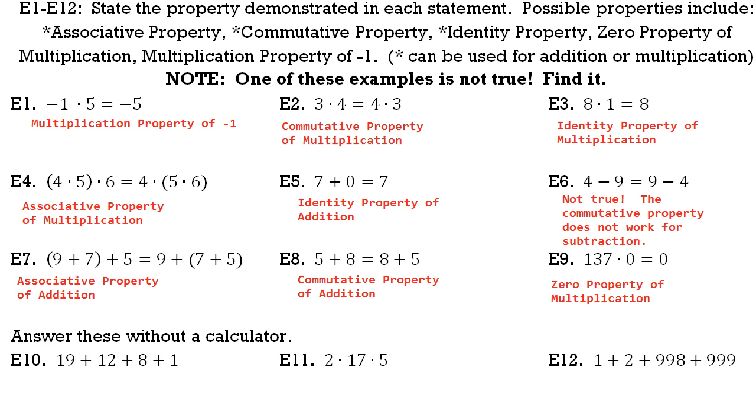Now, the reason this comes into play, the reason we practice the properties, is that when you group numbers differently, when you organize them differently, when you change the order around, it really helps. So, for instance, what if instead of taking the order that we had, we changed it and we put the 19 and the 1 next to each other and the 12 and the 8 next to each other? Well, 19 and 1 is 20, 12 and 8 is 20, and 20 plus 20 is 40.